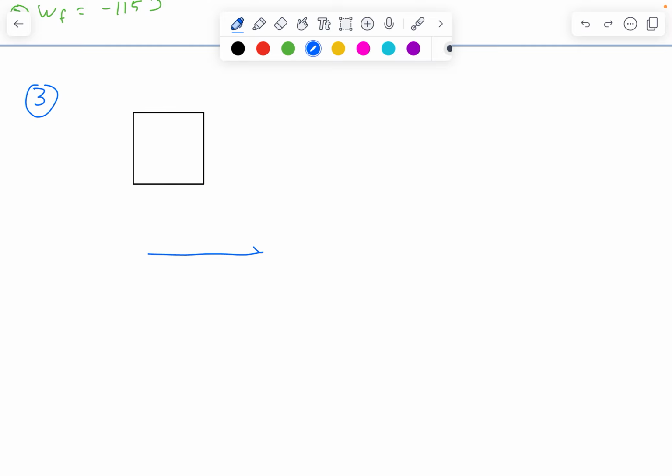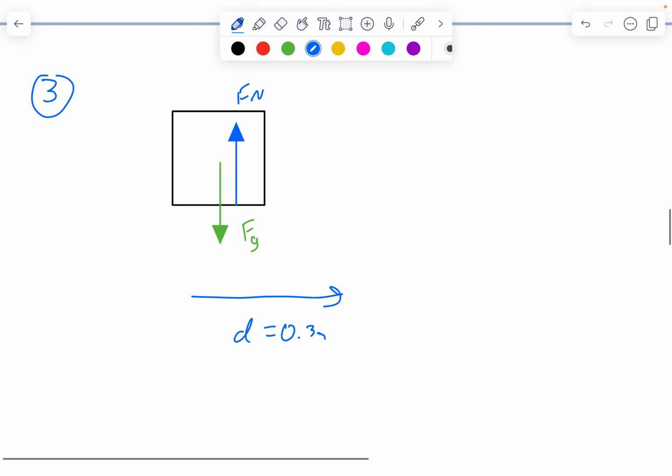So it's displaced this way, this is 0.3 meters, and that's not part of the FBD, but I want to keep it in mind because as I label here, I've got the gravitational force or the weight of the thing. It's moving along the floor now, so I also have some normal force acting upwards.